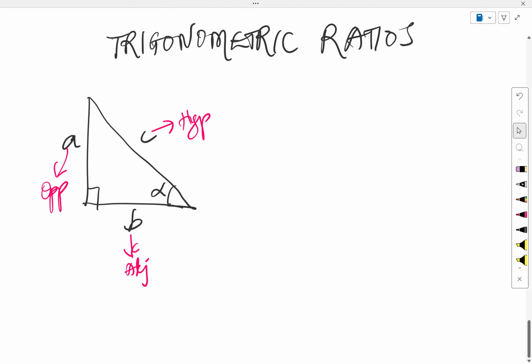Now we have 6 trigonometric ratios. Erroneously, some people believe it is just 3, but we actually have 6. So what are those 6 trigonometric ratios? First of all, we have the ratio of the opposite to the hypotenuse, which is what is called the sine, and it is SIN for short.